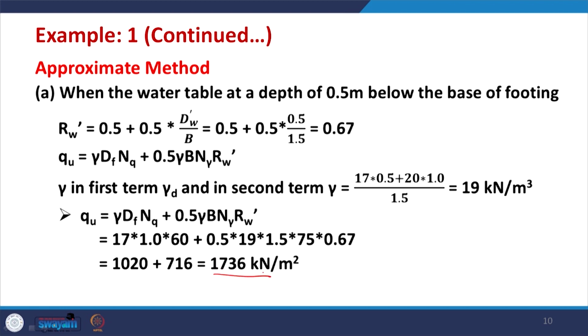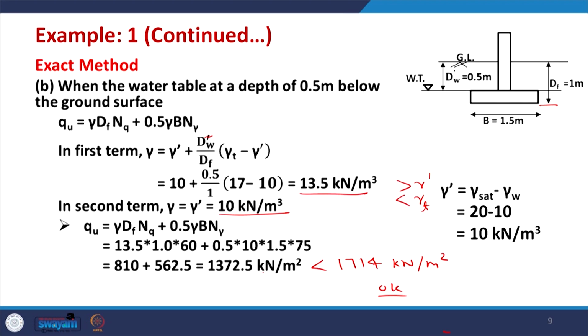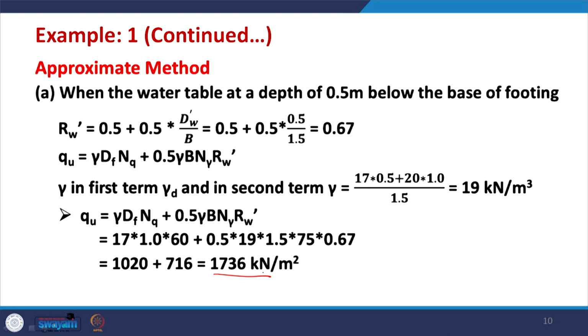and then once you substitute the value you get 1736, and this value is a little higher than the value we obtained from the exact method. In the exact method, this number came as 1714, which was the earlier obtained answer in kilonewton per meter square. So, that means this is higher, which means it is not conservative. So, it may not be good on the safer side. So, it is recommended to use the exact method rather than the approximate method.